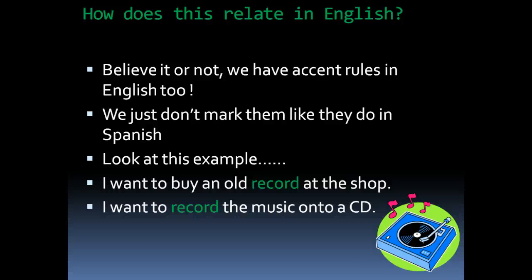Believe it or not, we have accent rules in English too. We just don't mark them like they do in Spanish. Let's look at this example. I want to buy an old record at the shop, and I want to record the music onto a CD. Isn't that interesting? I hear accent marks going on there. I want to buy an old record. I'm putting stress here. I'm just not accenting it. If this were Spanish, it would have an accent mark here. And I want to record the music onto a CD. Then I'm putting the stress over here. And if this were Spanish, there'd be an accent mark on this side. So we actually do have something very similar in English. It's just not written down.